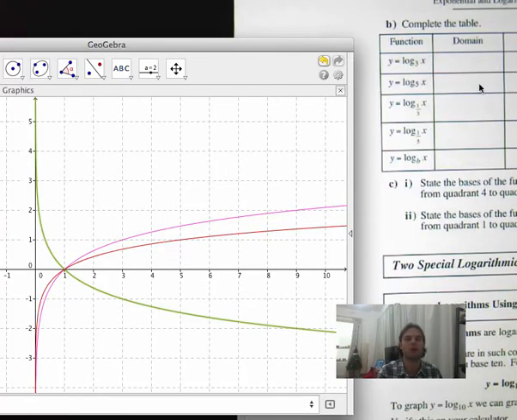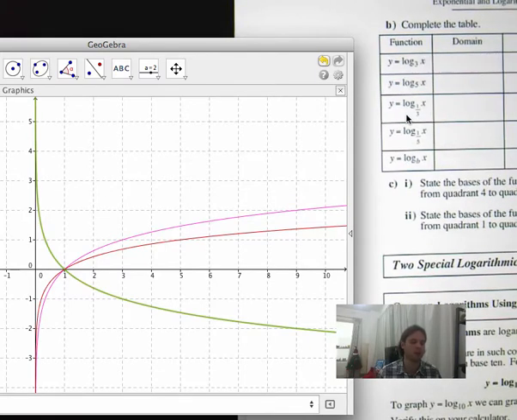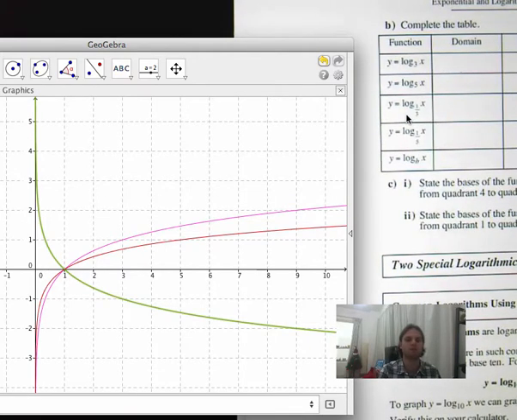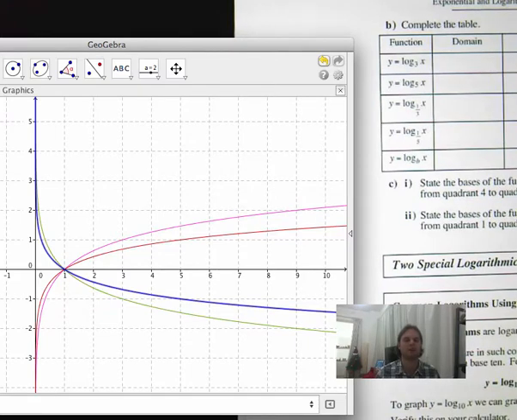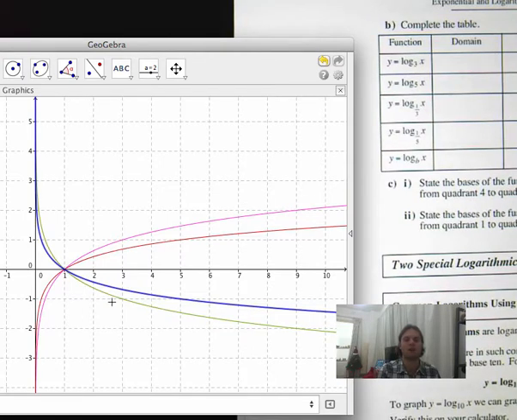Let's take a look at my next one. This is log base 1/3 of x. So this one here is the green one that we just graphed. Look at how that looks. What are my domain, my range, my x-intercept, y-intercept, asymptote, and the x value? Let's take a look at my next one here. It looks like that. So that is log base 1/5. That's like saying 1/5 to the power of x. What would that look like?